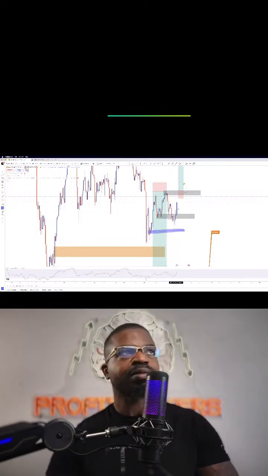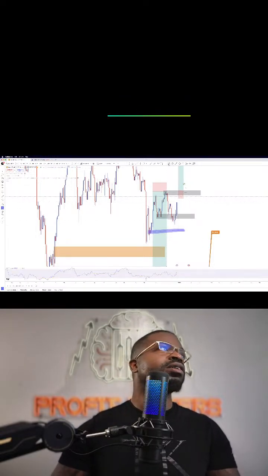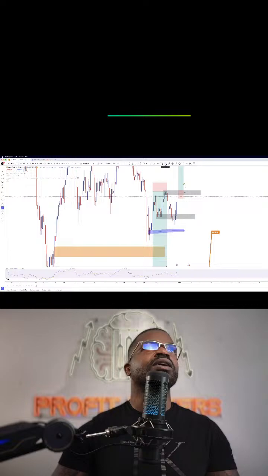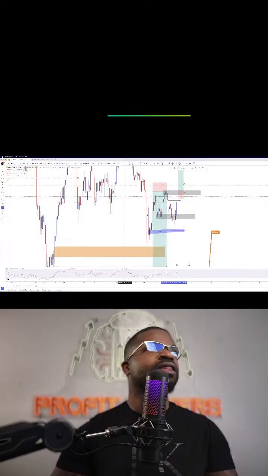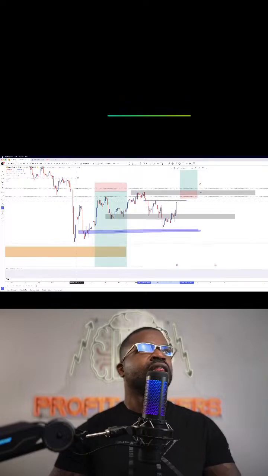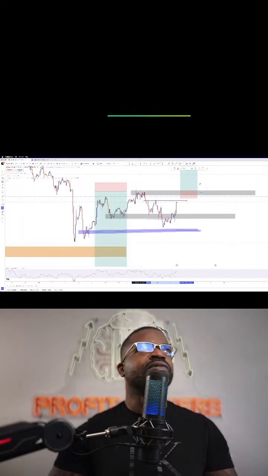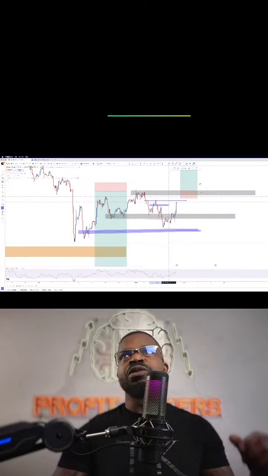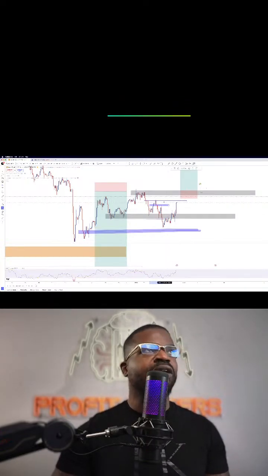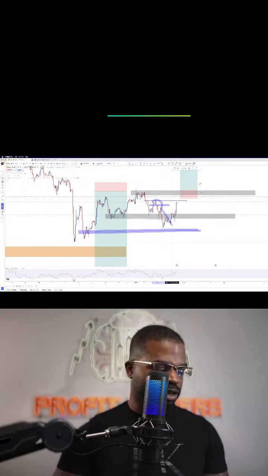Now, this is the 4 hour time frame. So these wicks that you see, they are a lot of candles on a different time frame, fractals. So within one 4 hour candle or a daily candle, you'll have a lot of other candlesticks.